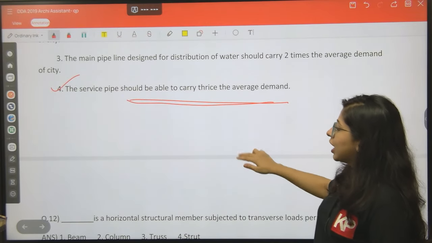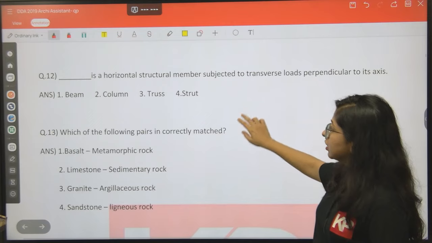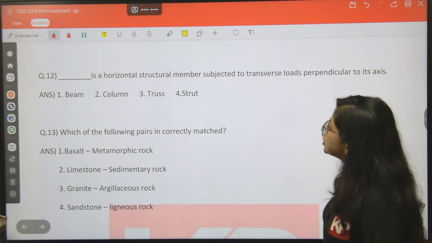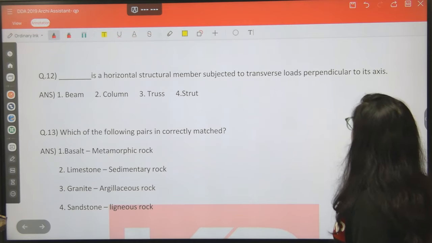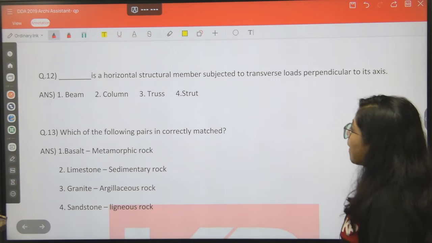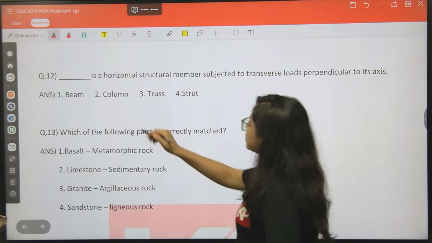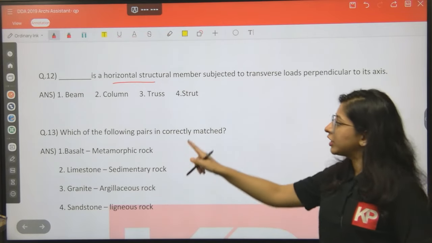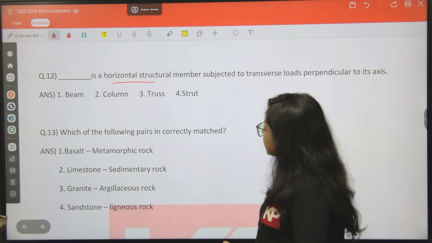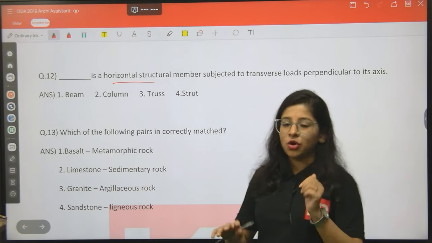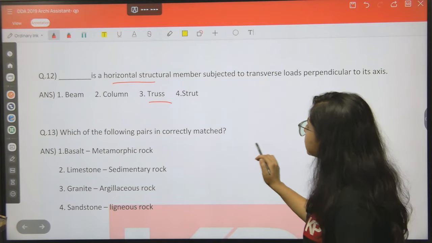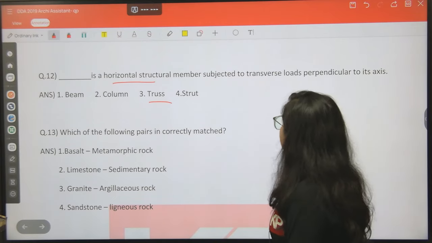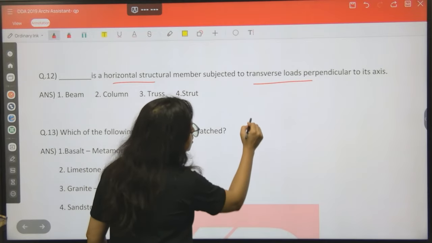If you have any doubts, you can ask in the chat box also. Okay, next question. Dash is a horizontal structural member subjected to transverse load perpendicular to its axis: beam, column, truss, strut. Horizontal, so definitely it will not be a column. It is not a strut, and not even a truss, which is a combination of different members in different ways. The answer is beam. Now, what is transverse load?